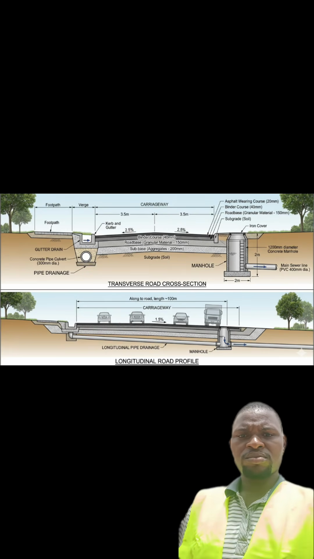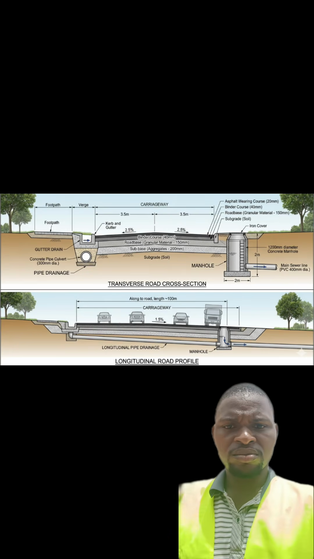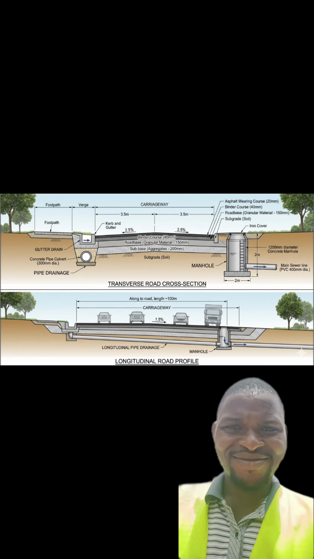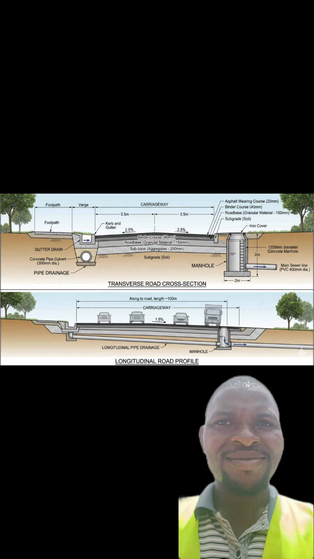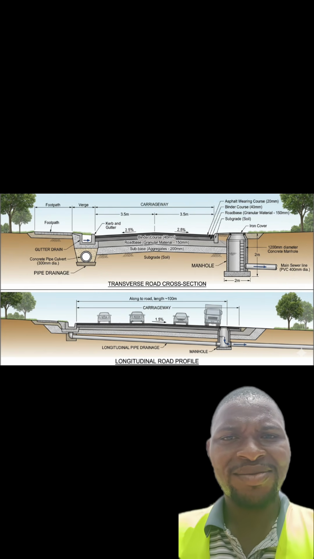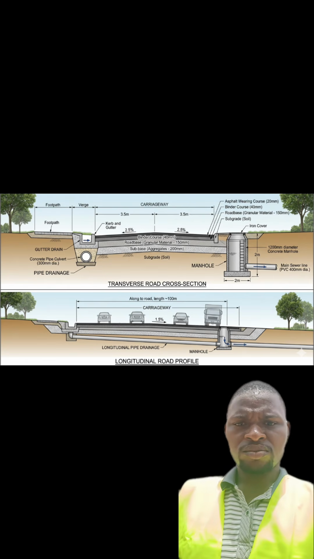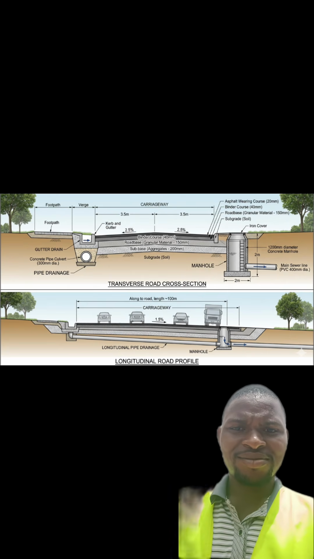Yeah, what we have here is the road sections, where we have the transverse section of the road and the longitudinal section of the road. You can call it longitudinal road profile. So this section actually shows you the drainage, that is the pipe for the drainage. Then we also have the carriageway.